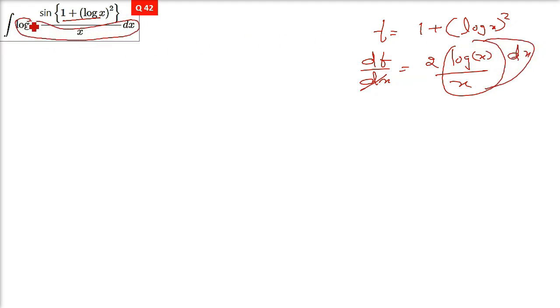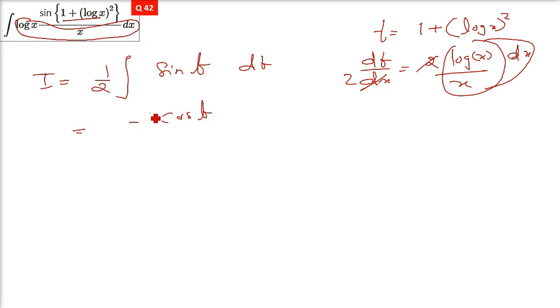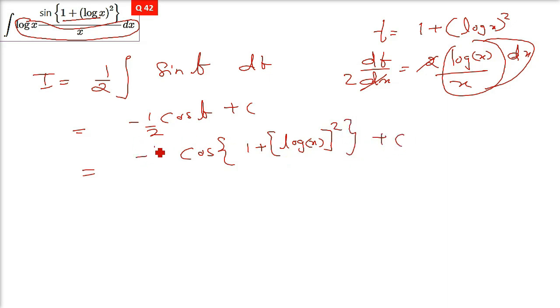And dx, log x is already there in the question. So all of these, if we equate, it is dt by 2. So when we have this dt by 2, integration will be half, you can take it outside, and dt, sine 1 plus log x whole square. So sine t it is. Integration of sine t you already know. It's negative cos t, half is already there, plus constant of integration. T is 1 plus log x whole square. Now replace this t by 1 plus log x whole square. So this is negative half cos of 1 plus log x whole square plus constant of integration.